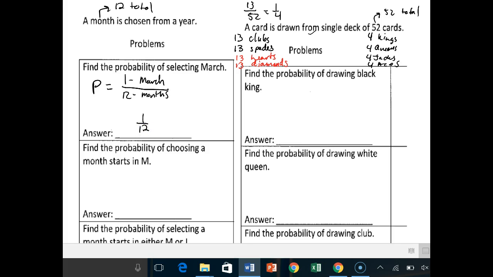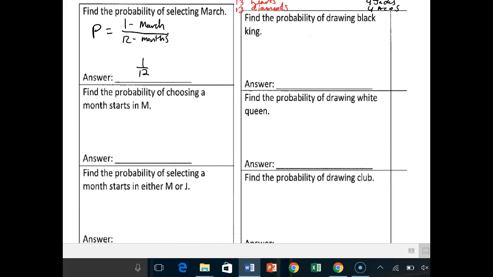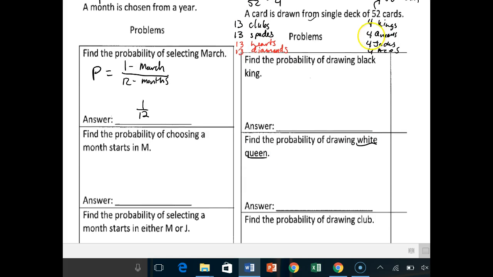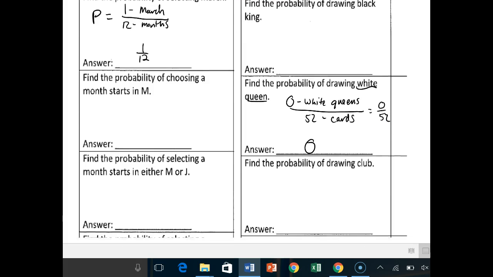I'm going to zigzag my way down here. Find the probability of drawing a white queen. Well, let's take a look at this. Is there any such thing as a white queen? Well, queens are either black or red. So my choices are 0 white queens, because they're either black or red. And I have 52 total cards, right? So my probability is equal to 0 over 52, otherwise known as 0. It is impossible for me to get a white queen.